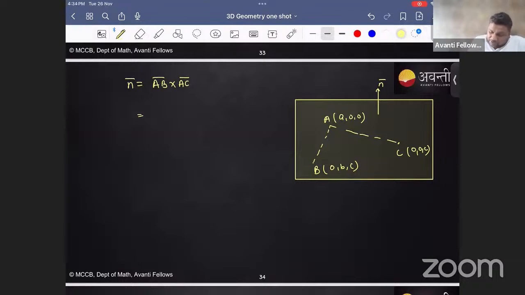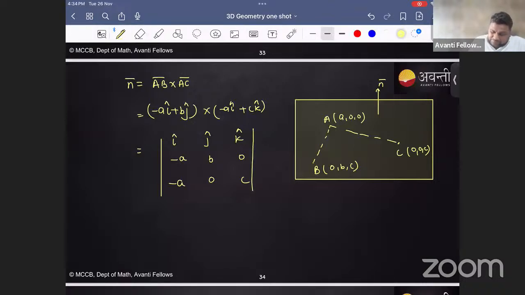So AB is minus a i cap plus b j cap, cross AC, which is minus a i cap plus c k cap. So that is the determinant: i cap, j cap, k cap; minus a, b, 0; minus a, 0, c. So with i cap, what do you have? bc. With minus j cap, what do you have? Minus ac. And with k cap, what do you have? ab.